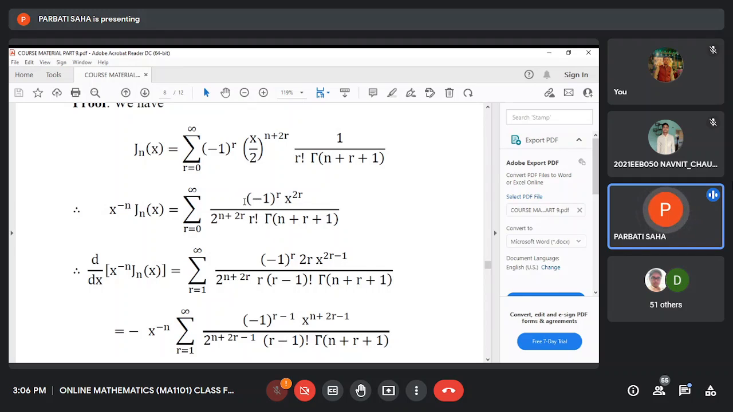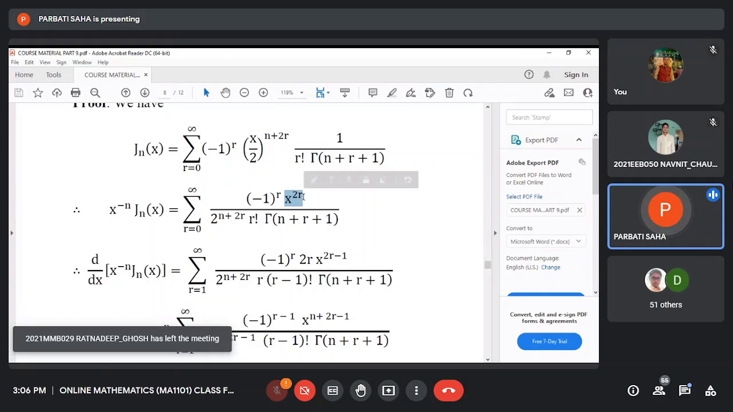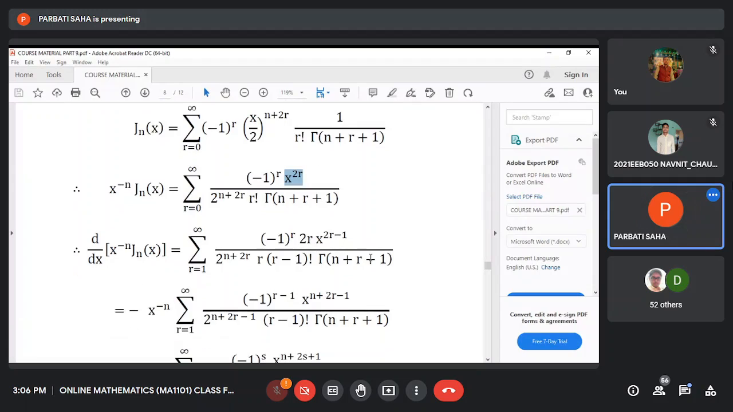If you differentiate with respect to x, then what happens? You see, just x to the power 2r is the only term containing x, and differentiating with respect to x gives 2r x to the power 2r minus 1. And other terms remain unchanged.